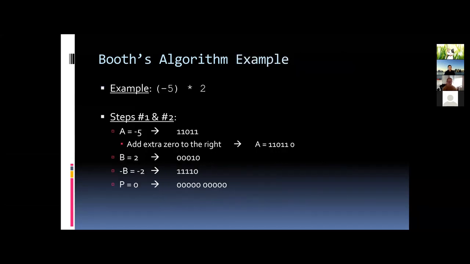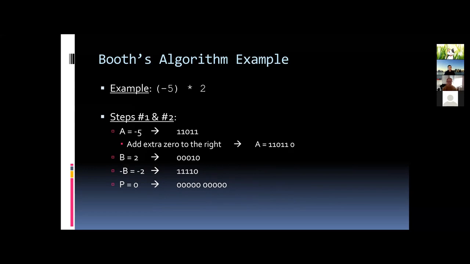Okay, so that's a very simple example here, multiplying minus 5 by 2. In step 1, we do the extension with bits. This is minus 5. We add an extra 0 to the right. Then for B in steps 1 and 2, we need to do sign extension. So we extend it with ones, and this is the initial product. This is how we set up numbers based on the original experiment.